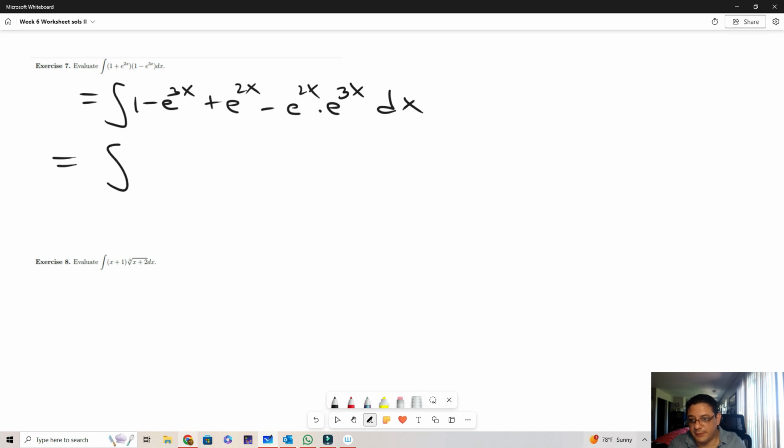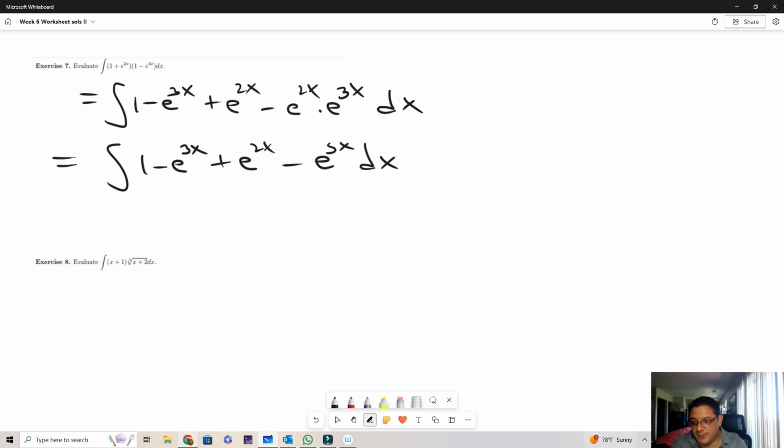Notice that this can be simplified as 1 minus e to the 3x plus e to the 2x minus e to the... and then you can add this up because these are powers. When you multiply powers, you get to sum the exponents, and this is e to the 5x.